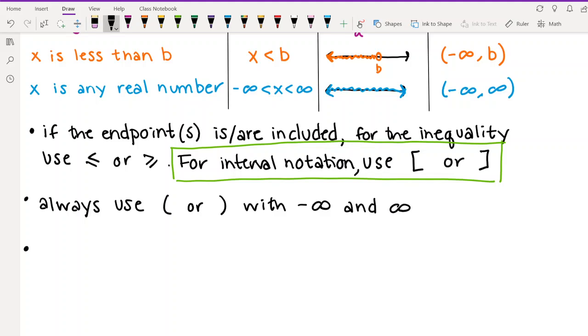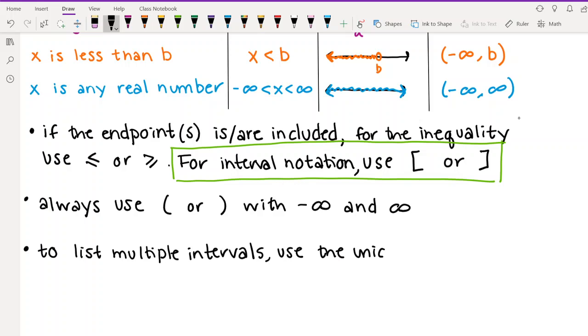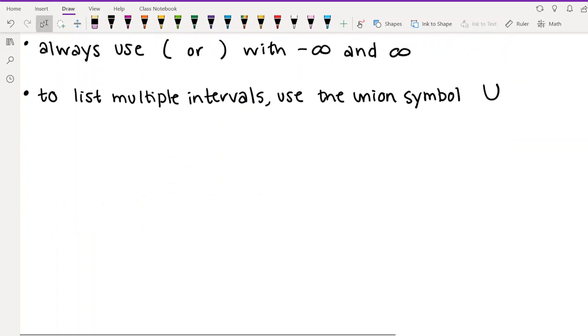And one other thing, and we'll come back to this in a little bit, is that sometimes you're going to need to describe more than one interval at once. And there's a symbol that allows you to group together intervals. So to list multiple intervals, if you want to say, okay, I have this one interval and I also want to include another one, you're going to use what's called the union symbol. The union symbol is literally just a capital U. We'll see some examples of that in a little bit. Okay, so let's get into some examples.